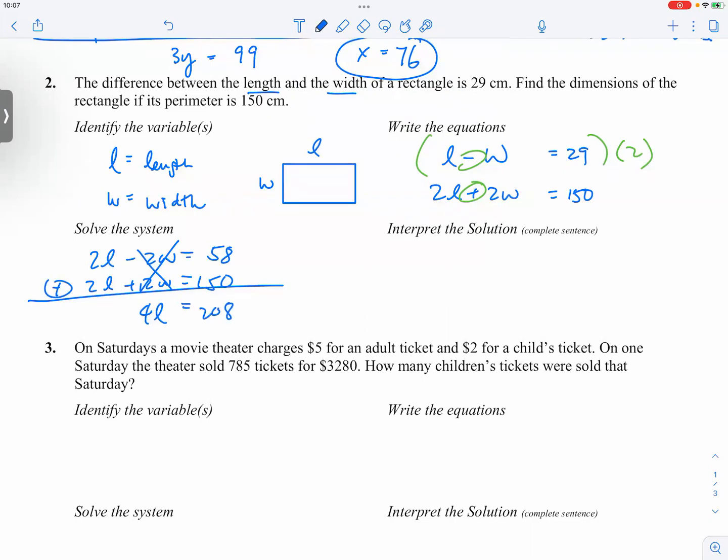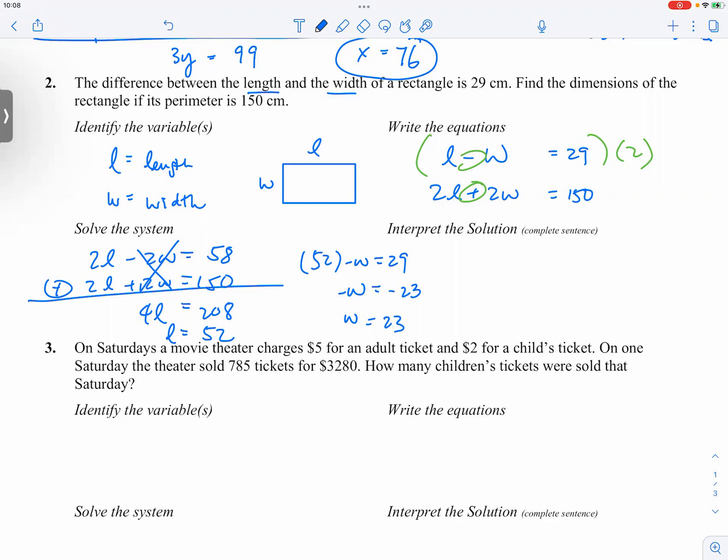And if you divide both sides by 4, what is L? 52, okay? So L is 52. So 52 minus W is equal to 29. So if you subtract 52 on both sides, you will have negative W equals negative 23 on the right. So to get the negative away, W is equal to 23.